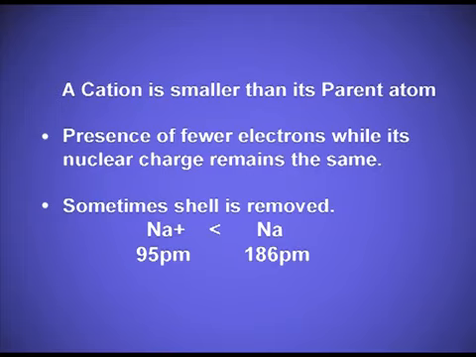For example, sodium ion, its ionic radius is 95 picometers, whereas sodium, the neutral atom, its atomic radius is 186 picometers. Here we can see that the sodium ion, a cation, is smaller than the neutral atom. It is because of two reasons. The number of protons remains the same. Only the electron is lost in the case of the sodium ion.